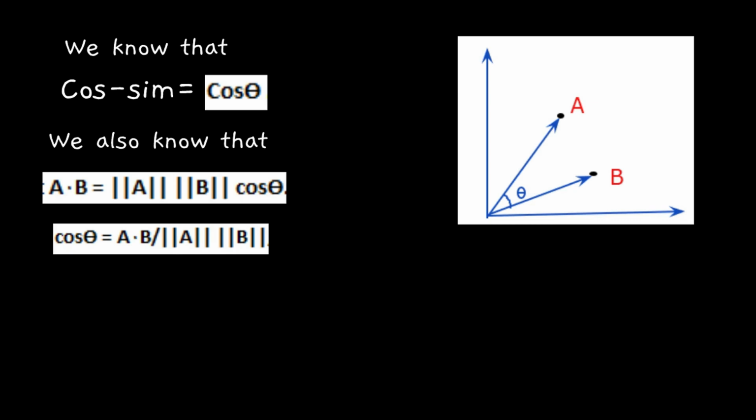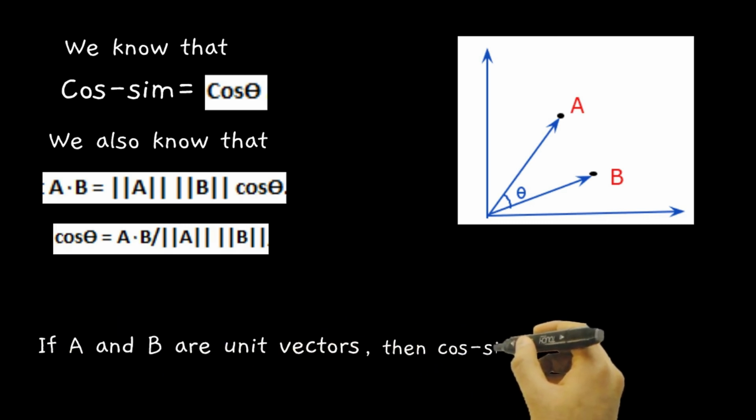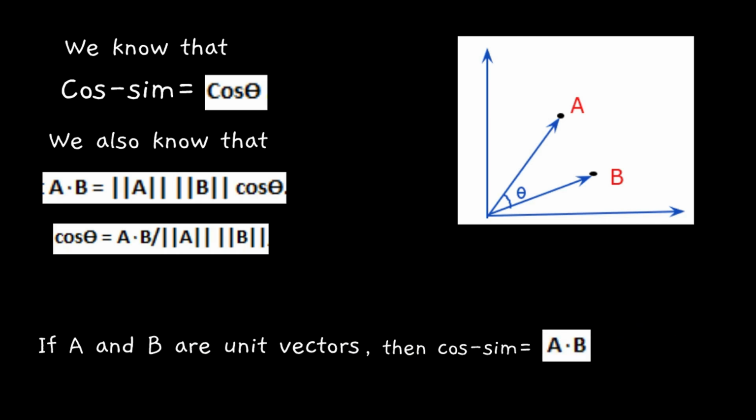Range of cosine similarity is from -1 to 1. So if it is -1, then we can say that both the points are not similar. If it is 0, then we can say that both the points are perpendicular, and 1 represents total similarity. If A and B are unit vectors, meaning their length is 1, then cosine similarity is nothing but the dot product.